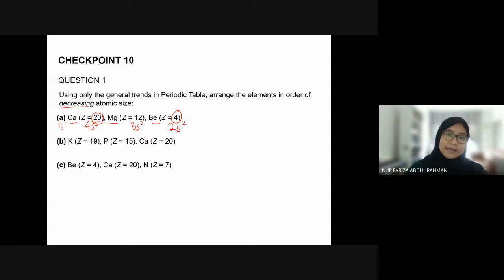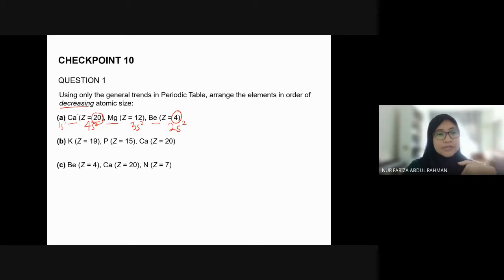shielding effect. Even though it is not asked in the question, you can always practice. Although it is not asked, just to expose yourself to the factors affecting the atomic size. Okay, so this is based on shielding effect going down the group.